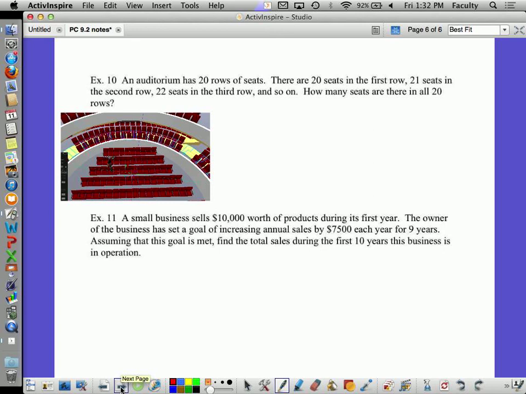All right, I'm going to give you a head start on example 10. It says an auditorium has 20 rows of seats. There are 20 seats in the first row, 21 seats in the second row, 22 seats in the third row, and so on. How many seats are there in all 20 rows? So I'm going to give you a moment to think about it. Ask yourself, what do you know? What do I need to find? Can I find it? And then do it, okay? So let me give you the head start.